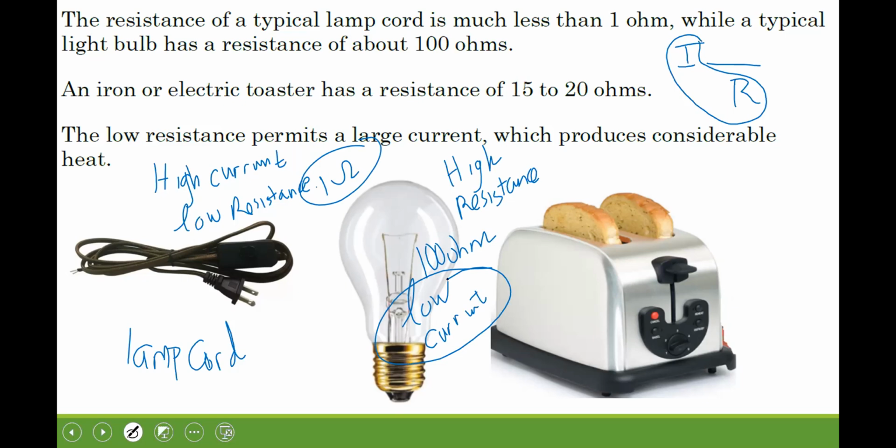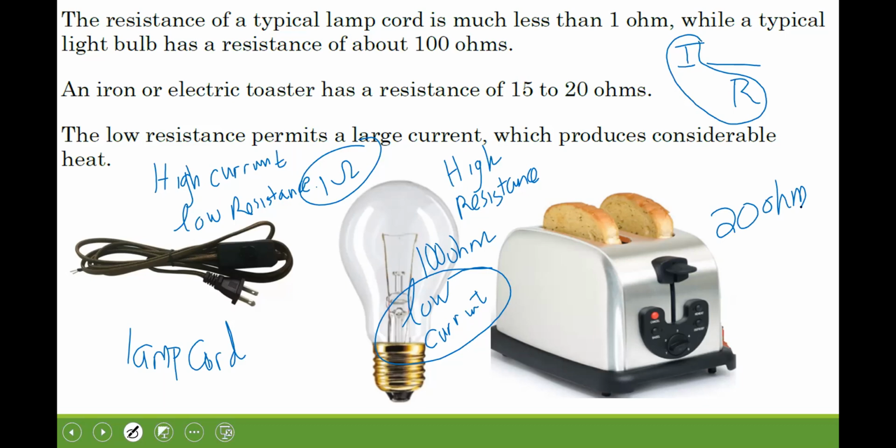In the third one here, we have an electric toaster. The electric toaster has 15 to 20 ohms. This is just an example: the small lamp is 100 ohm, and the cord is only 1 ohm. But the electric toaster has 20 ohm. So the resistance of the lamp is high.